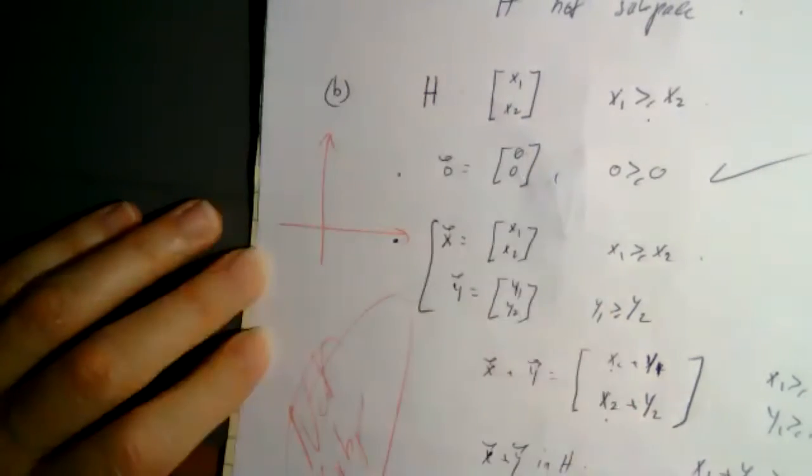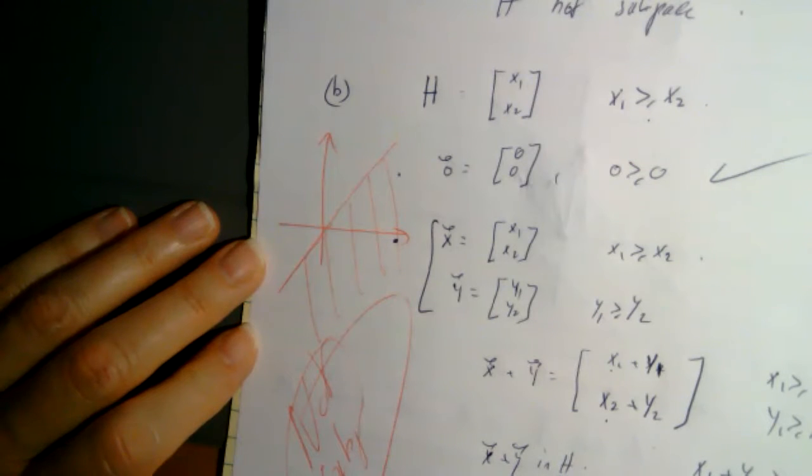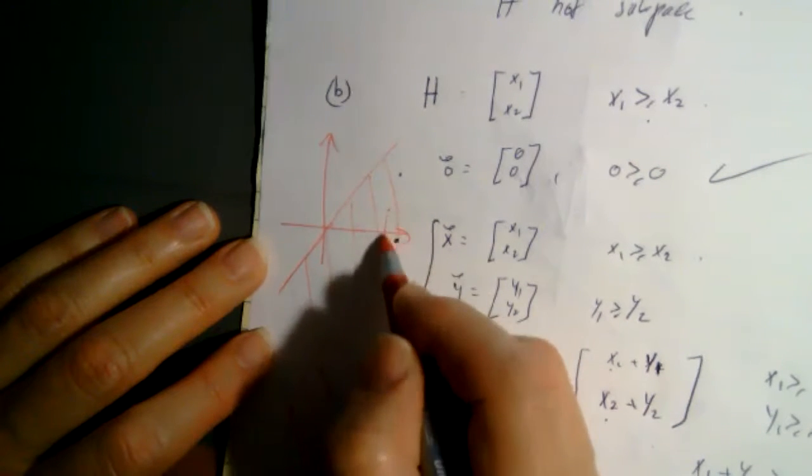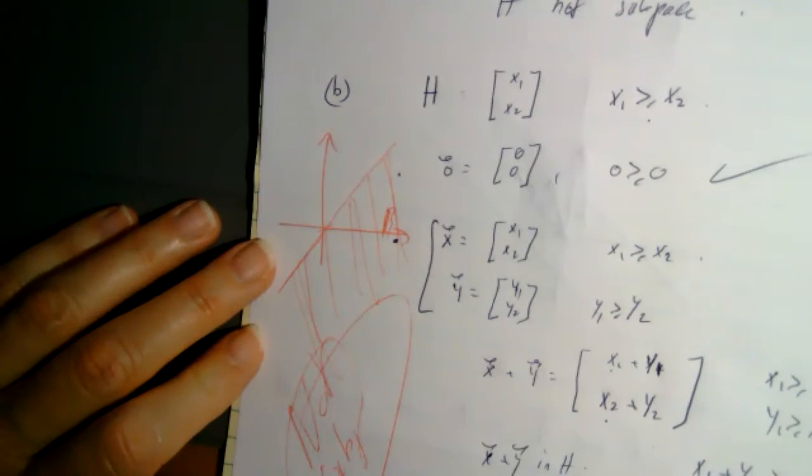Not a subspace. And graphically or geometrically, how can we visualize this H? I don't know if you guys know. This is the line x1 equals x2. And x1 greater than x2 is going to be this region right there. If you take any point here, the first component is going to be larger than the second component. So it's basically this half plane. That's geometrically what H is, and that's why it's not a subspace. It's closed under addition, but it's definitely failing the scalar multiplication.